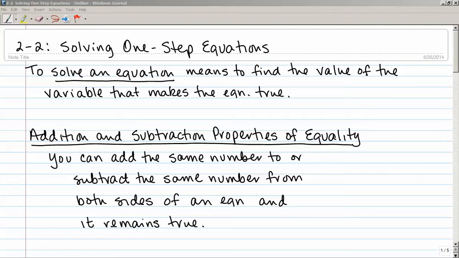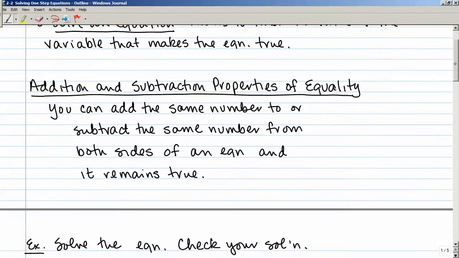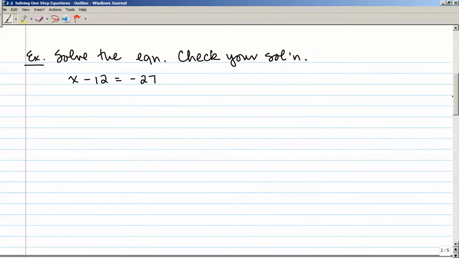The first one, I've actually combined the addition and subtraction properties together, and that basically says that you can add the same number to or subtract the same number from both sides of an equation and it remains true. So if I want to add 5 to one side of the equation, I have to add 5 to the other side. If I want to subtract 3 from one side, I have to subtract 3 from the other side. Let's use this to solve the next equation.